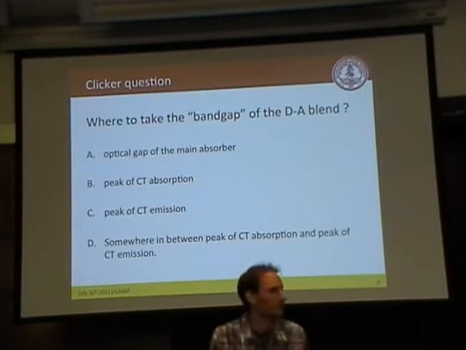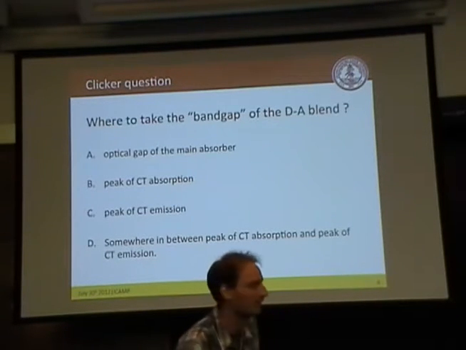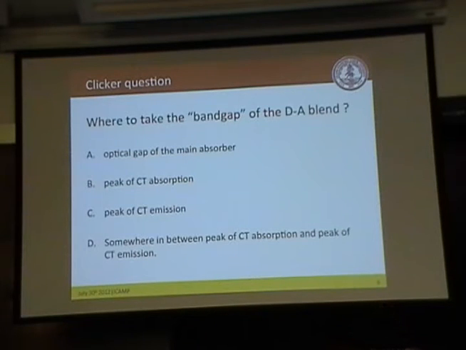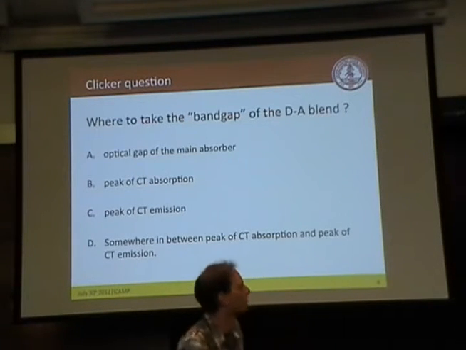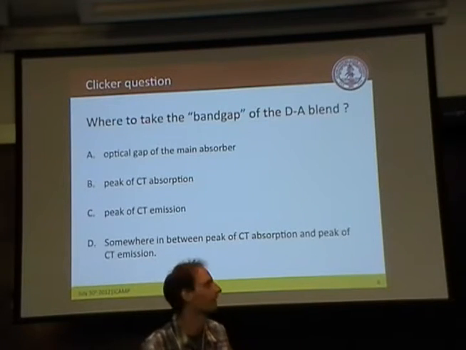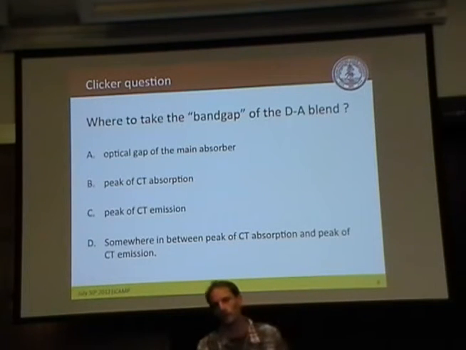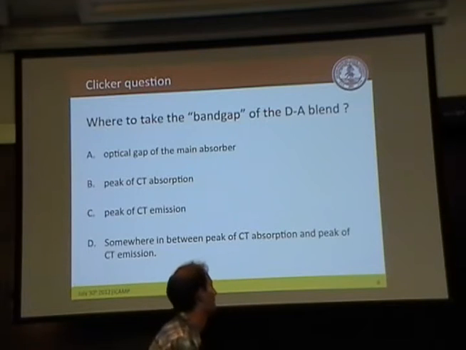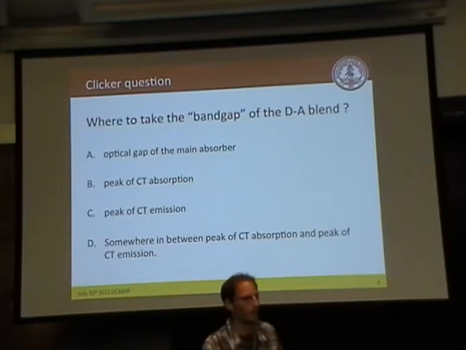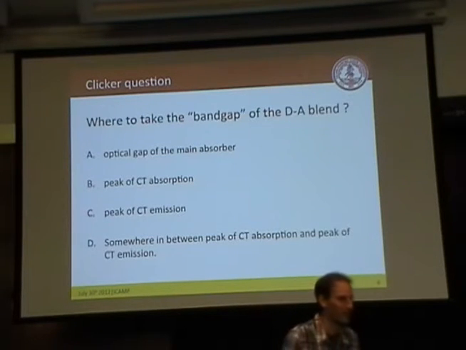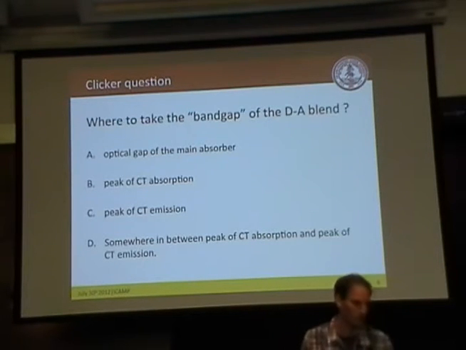Where should we take the band gap of this donor acceptor blend? Should we take what is now the band gap, or the gap of this blend? Is it the optical gap of the main absorber? Should we take it at the peak of the CT absorption? Should we take it at the peak of the CT emission? Or somewhere in between? This is not an easy question. I actually can't say. I mean, it took us very long to try to figure something out. But it's a whole good story.